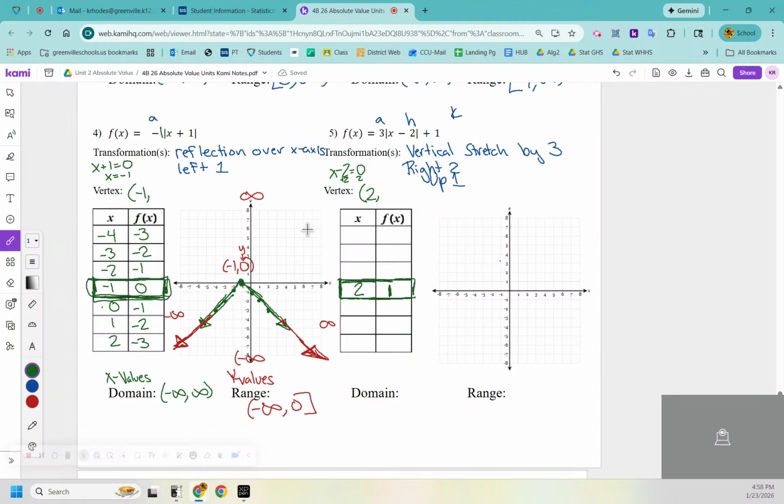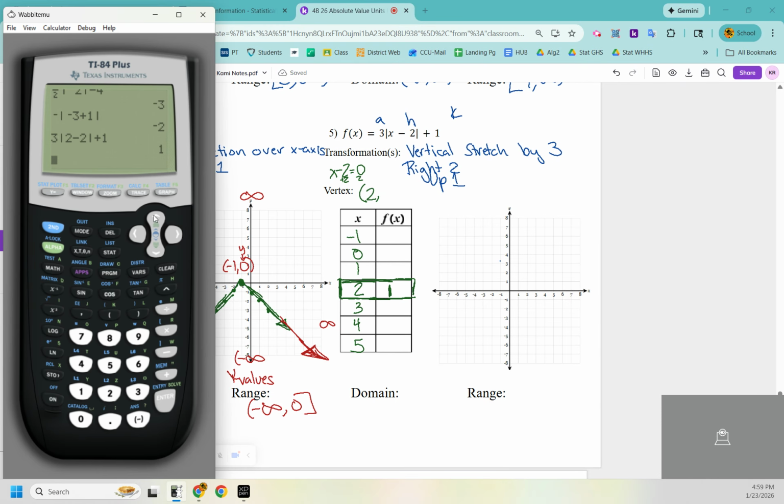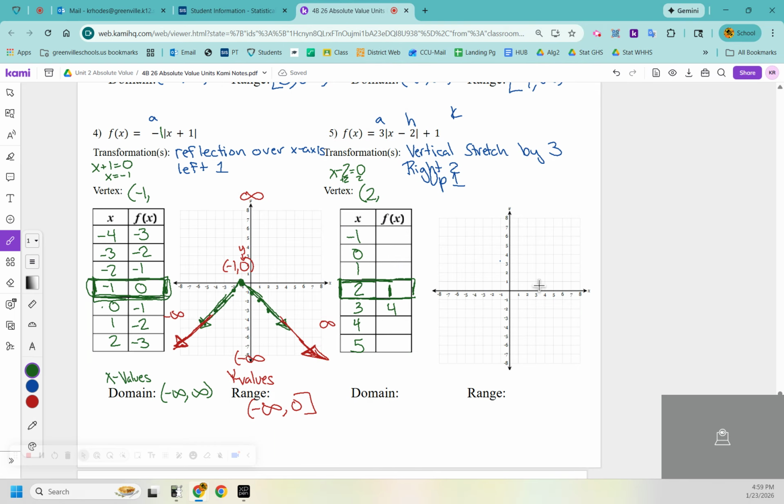All right, we want bigger numbers going down, smaller numbers going up. We have a slope of 3. That's very complicated. You're more than welcome to plug it in. You can even graph it and then look at your table. But I already have it here, so I'm going to plug in 3. 3 minus 2 is 1. 1 times 3 is 3, plus 1 is 4. So I'm at 2, 1. That's my vertex. And then my next point is 3, 4.